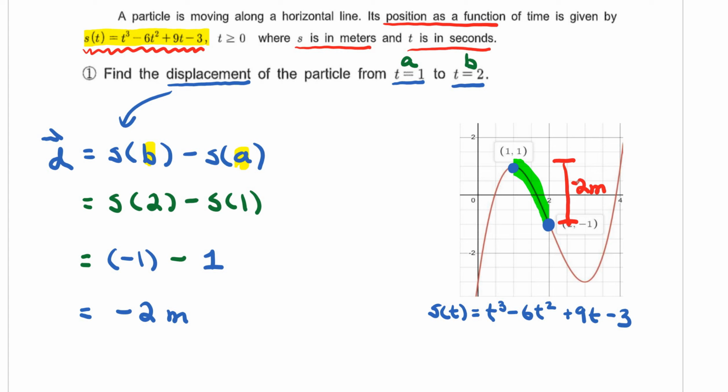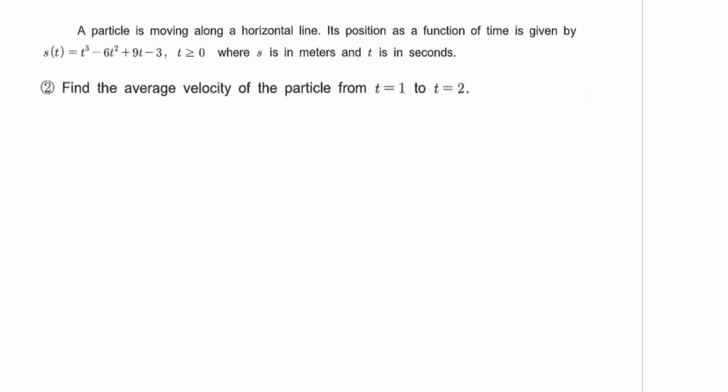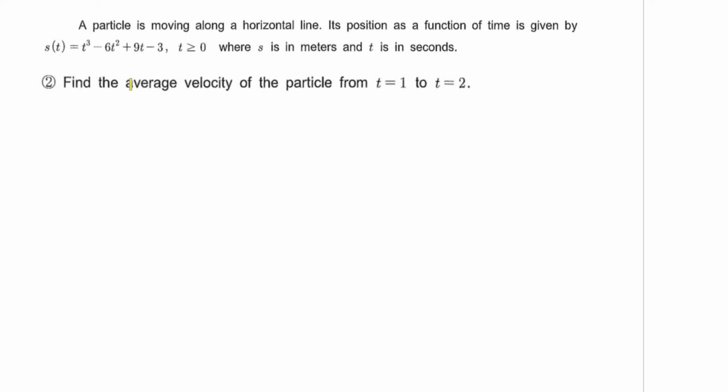Great. Let's move on to the second question now in this homework video guide. For the second question, I'm asked to find the average velocity of the particle from t equals 1 to t equals 2. Not bad. If I want to find average velocity, we just plug into a formula here. Average velocity is just the slope of the secant line, actually.